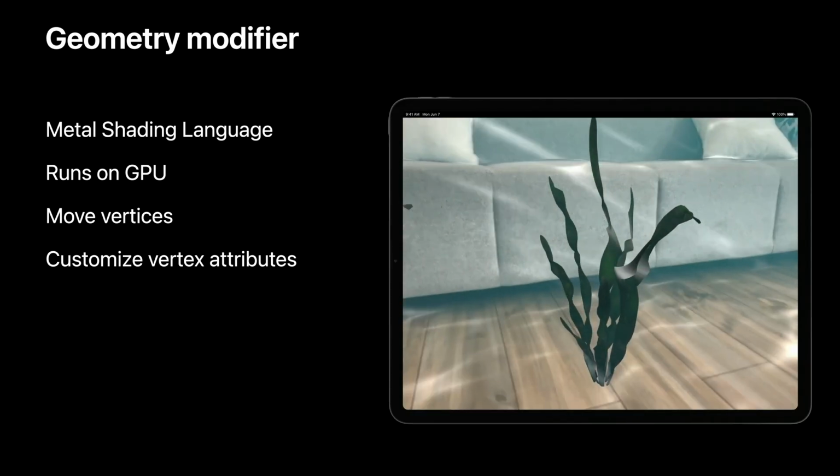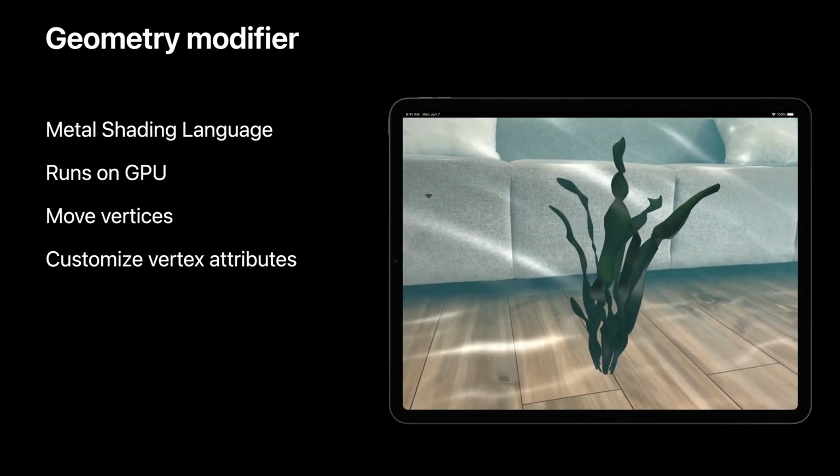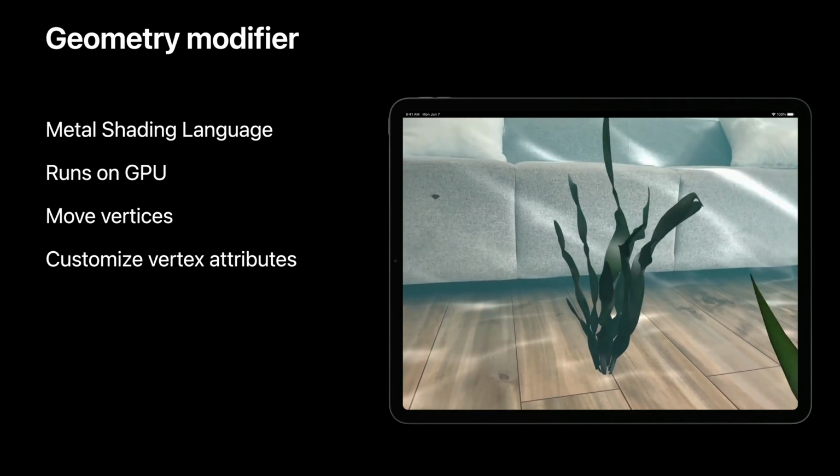Our seaweed is a great example of ambient animation. The seaweed is moving slowly due to the movement of water around it. Let's take a closer look. Here, you can see the wireframe of the seaweed as created by our artist. This shows the vertices and triangles comprising the mesh. We're going to write a shader program that executes on each vertex to create our motion.